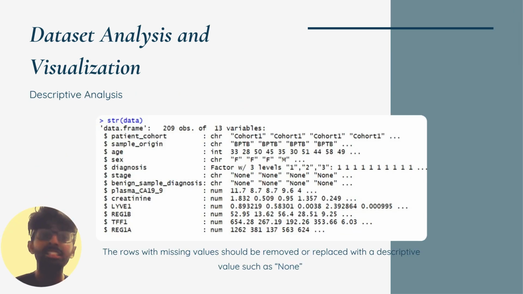Okay. In descriptive analysis, we replace the missing values which are null with a descriptive value such as none. As you can see now, we have replaced the stage variable and benign sample diagnosis variable, where some of the data are null, with none because this is a descriptive value.